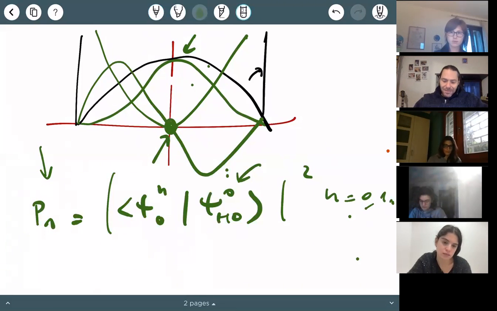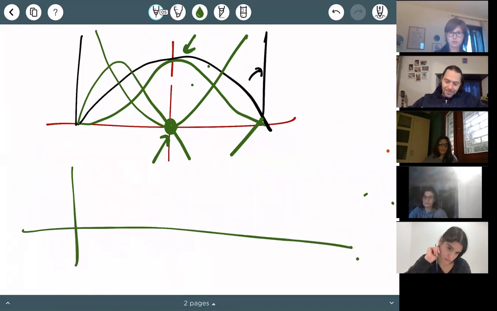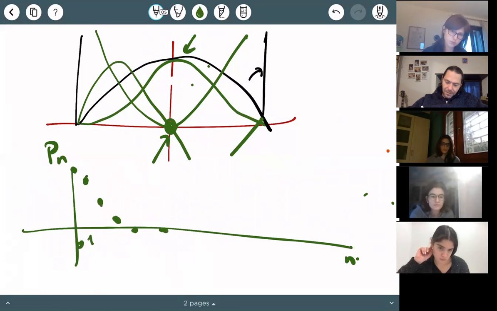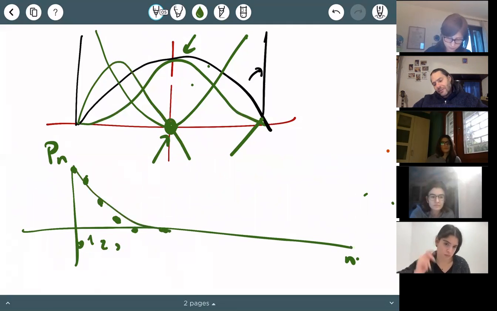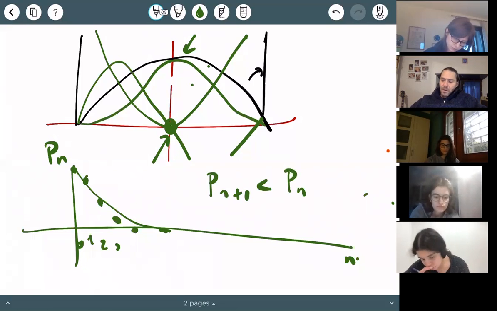And if you ask me, my guess is it's going to look like this. Here is the index that tells you which excited state you are in, and this is the probability of that measurement. Zero, 1, 2. It's going to be an exponential fall-off as a function of n. The probability of observing the first excited state is going to be smaller than the probability of observing the ground state, and so on. So what I expect is P(n+1) to be smaller than P(n). So the most probable would be, of course, P0.